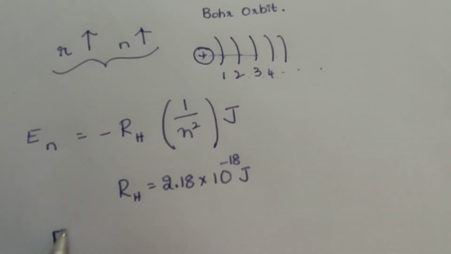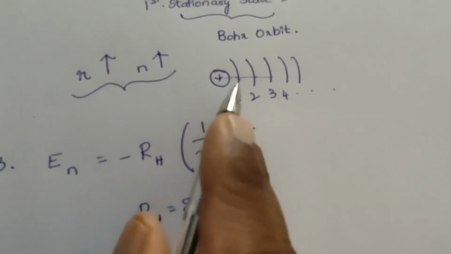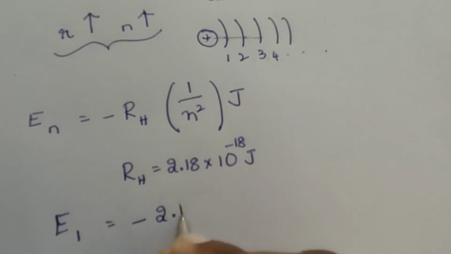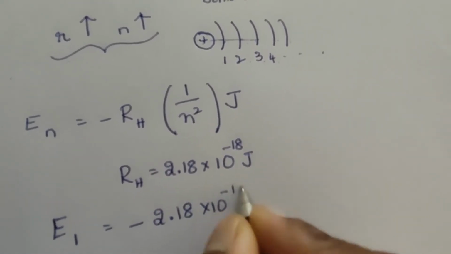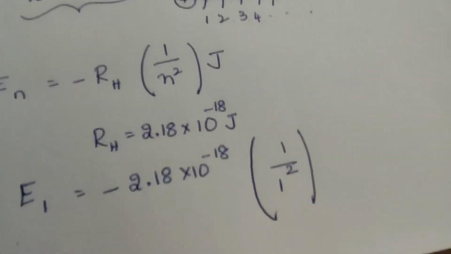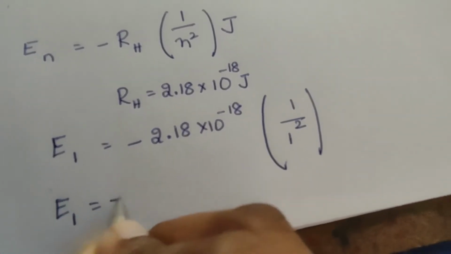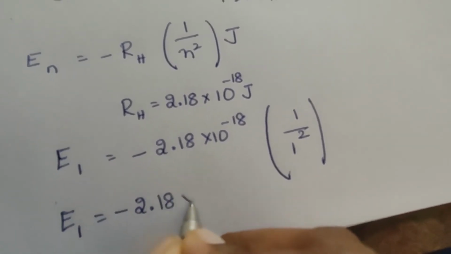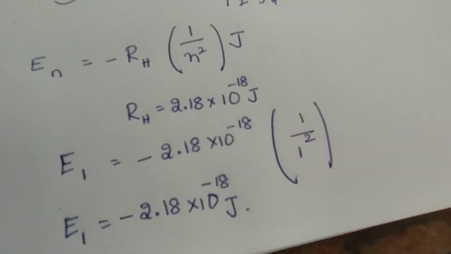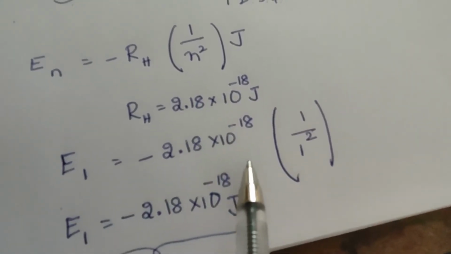If we calculate the energy of the electron present in the first stationary state, then E1 is equal to minus 2.18 into 10 power minus 18 into 1 by 1 square, which is nothing but the energy of the electron present in the first stationary state is equal to minus 2.18 into 10 power minus 18 joules. This is the energy of the electron present in the first stationary state.